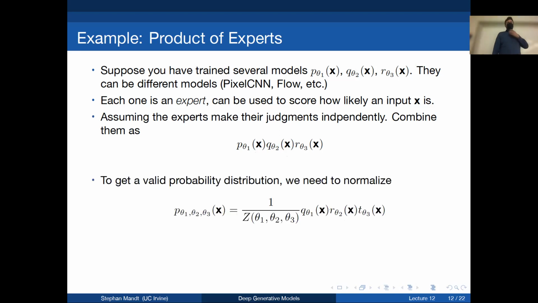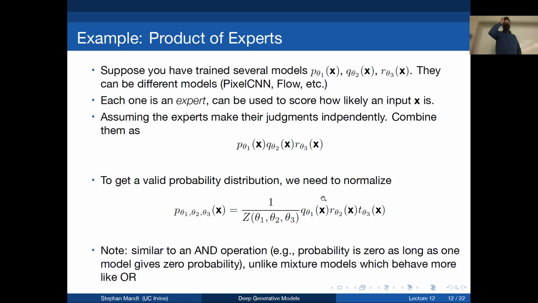So what you have to do then is explicitly normalize it. And now this allows you to write down that product of experts distribution that depends on these three different parameters. And it again assumes the form of an energy-based model, right? It has an explicit normalization constant that you need to compute.